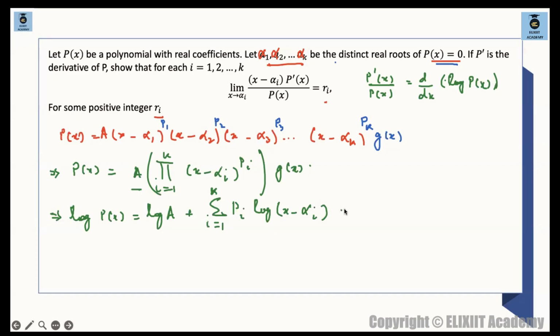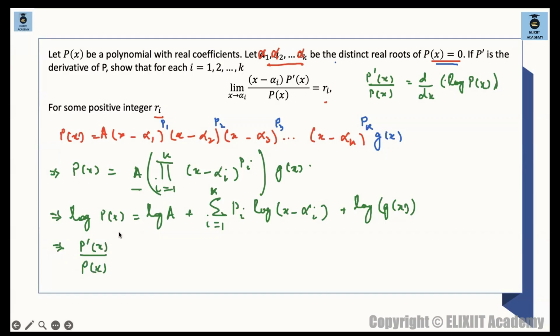Plus log of gx. Simply taking log over here. Why do we take this? We need to simplify. We need to find the value of p dash of x divided by px. And now can you see over here, once you differentiate both the sides, this will become p dash of x divided by px.